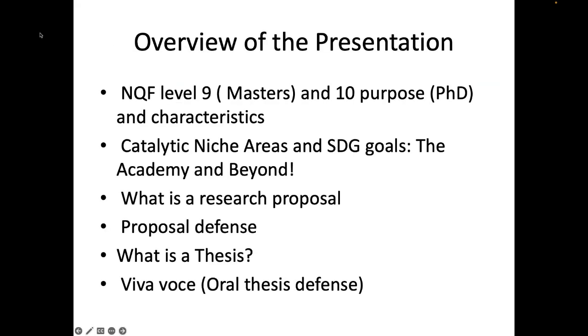So, the overview of this presentation, first of all, I'd like to explain to you about the NQF levels that are going to be very important to you, and that is level 9 and then level 10, Masters and PhD respectively. And we're going to speak a little bit about these levels and their characteristics and also what they mean. We're then going to think a little bit about research beyond just the academy. Well, within the academy, but beyond the academy. And we're going to talk about UNISA's catalytic niche areas, but we're going to speak about them also in relation to the SDG goals. And I'm going to try and give you some thinking points for you to ponder as you consider what you're going to be doing with your research.